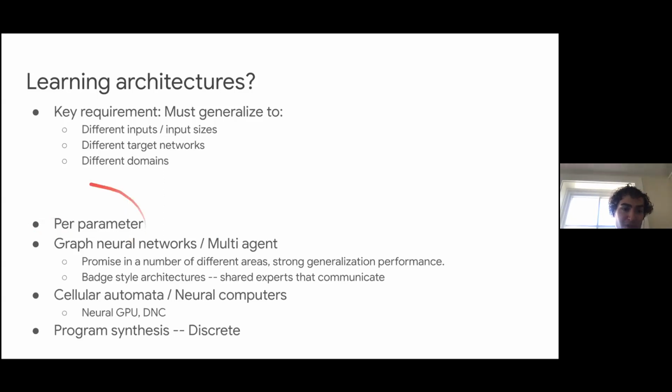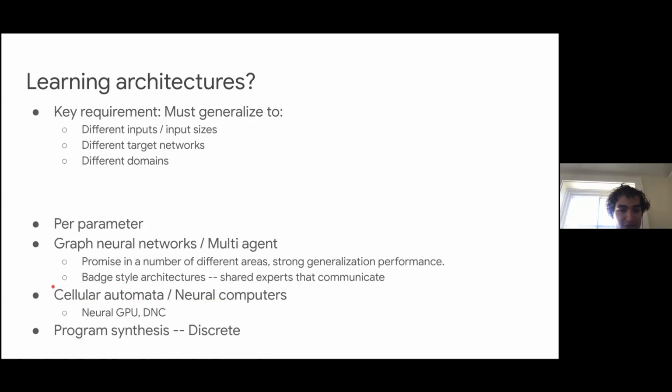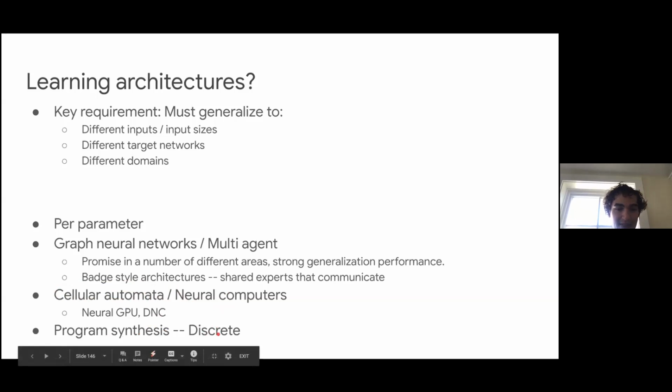I talked to you mostly about per-parameter models. There's also a whole family of graph neural network or multi-agent models that have shown incredibly strong generalization performance in a wide variety of setups. This is the approach that Badger-style architectures take, for example. They have shared weights, and they communicate in this multi-agent setup. There are also things like cellular automata, which you've also seen a talk on, or neural computers, which also have pretty good generalization performance and are another way to set these things up. There's also a whole other domain: you can use program synthesis or discrete search, which we've seen some work on as well.